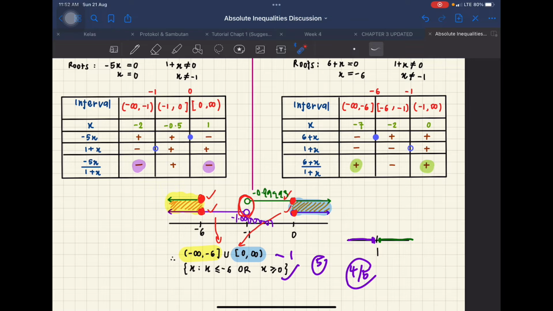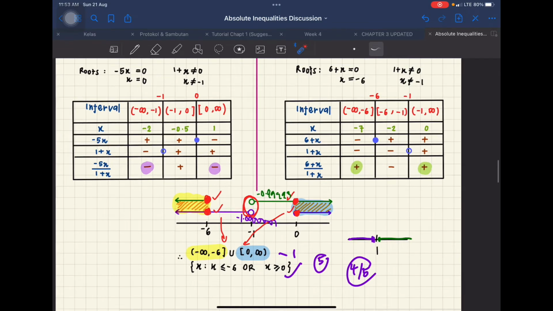Okay, sebab nak cakapnya, like, you don't understand pun what the question want. Like, if you don't read it properly, you don't do what the instruction asks you to do. Okay, so that's why dia tolak markah balik lah. So, kalau dia minta solution set, bagi solution set. Kalau dia minta interval form, bagi dalam bentuk interval form. Gitu.